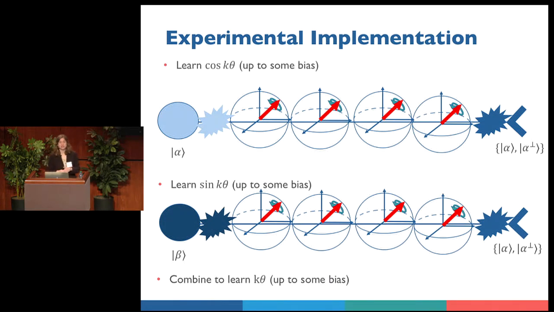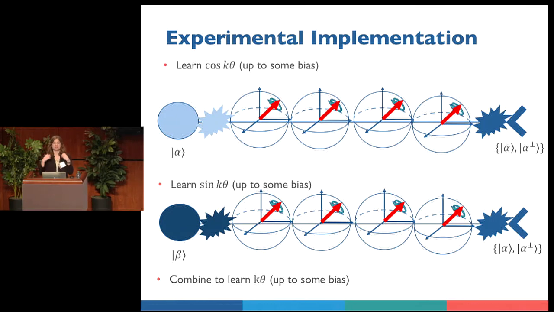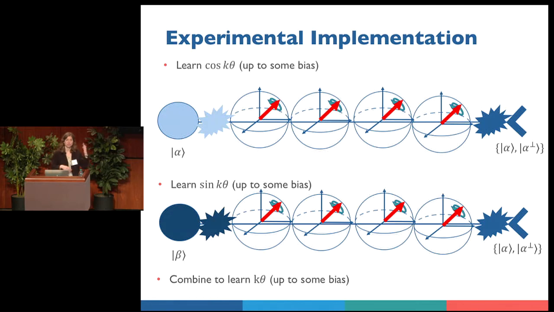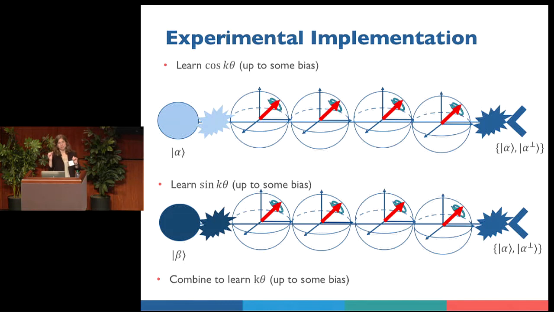In all these experiments, I said you could just learn theta plus delta. It turns out what you actually learn is cosine of k theta plus a bias, and then the beta experiments allow you to learn sine of k theta plus a bias. With these two experiments together, you can learn k theta. So it's very slightly more complicated than the very simple picture that I was painting.